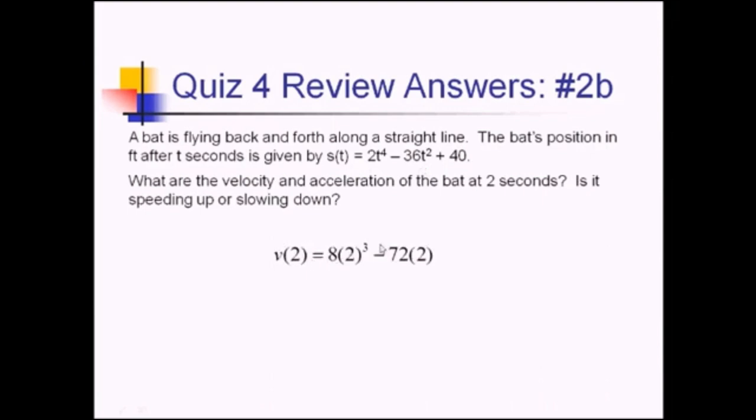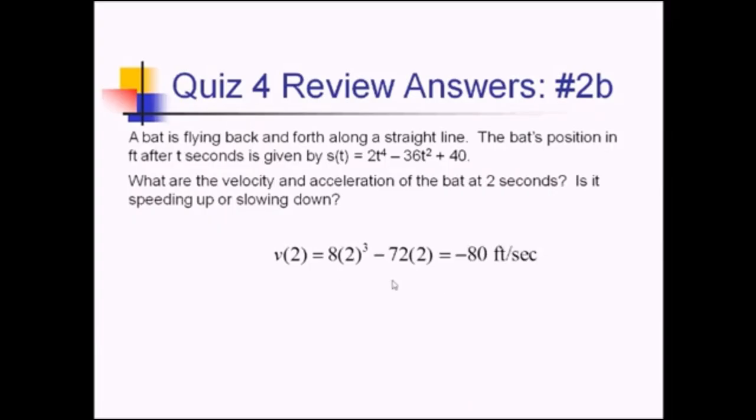So plugging 2 into all that, 8 times 2 cubed minus 72 times 2. You could use a calculator on this. That ends up being 64 minus 144, so negative 80. The units on that is going to be feet per second.